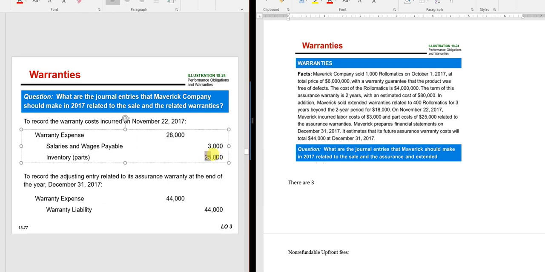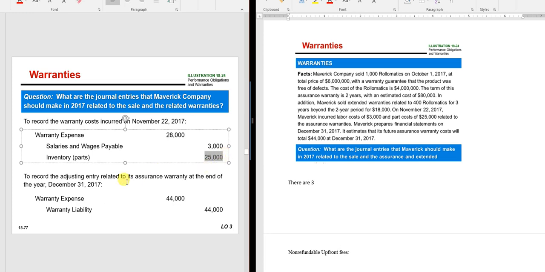So this inventory could be of parts, but quite frankly, I could be giving them new Rolomatics or whatever in the world a Rolomatic is. So if this was a TV, I could be actually giving somebody brand new TVs because it was so broken that I couldn't fix it, or I could be giving them parts.